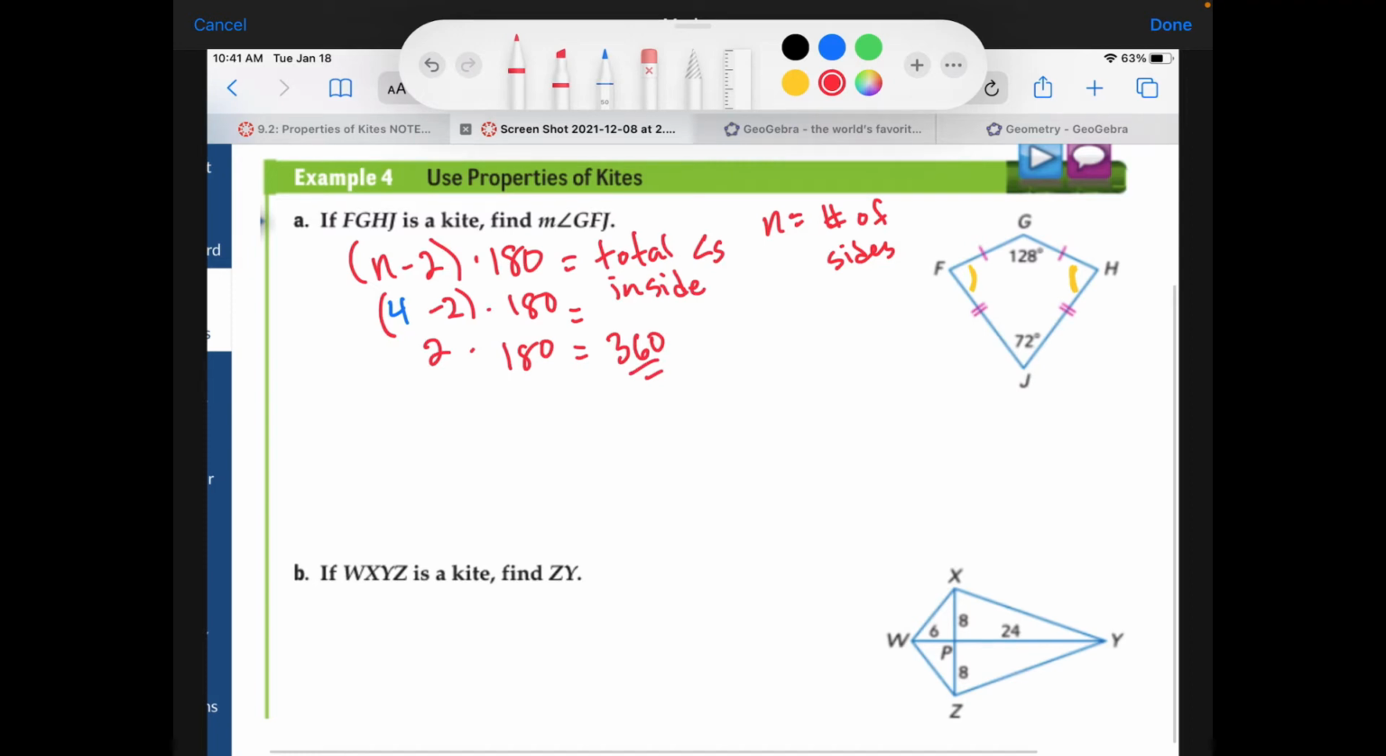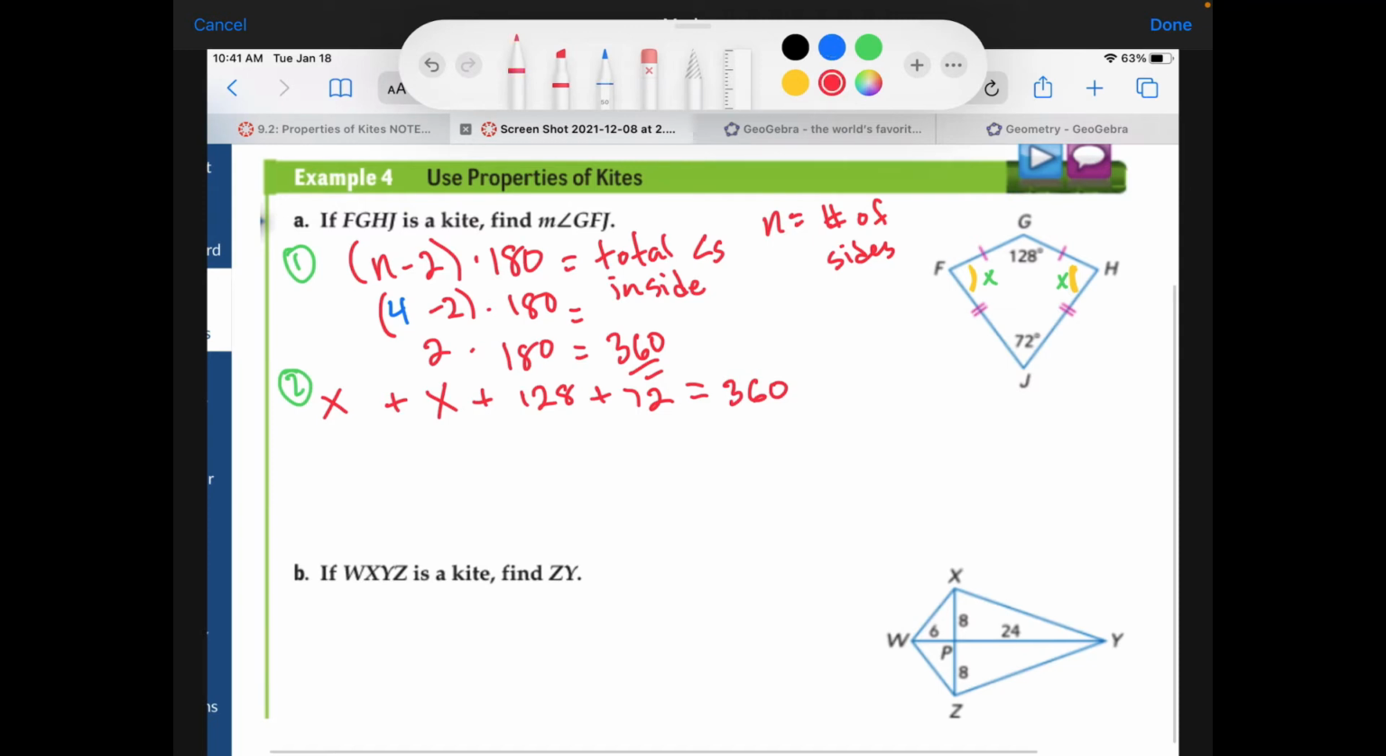So that's your total. Now we're going to add up all of our angles. We don't know what F and H are, so we're going to say that they're x's. So let's show that this is step 1, and this is step 2. We're going to add all of our angles now, like we've done in the past, and we're going to set it equal to 360. We're setting it equal to our total.